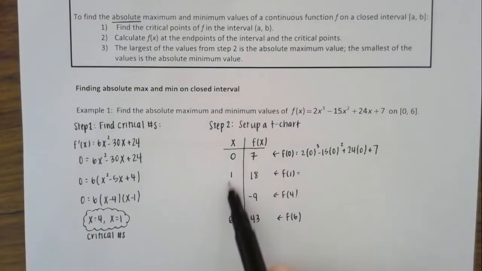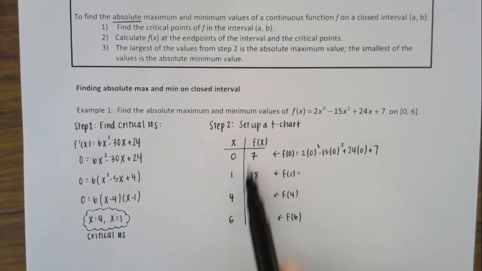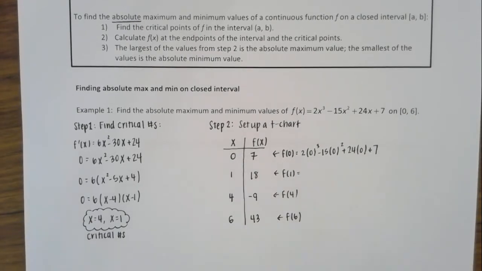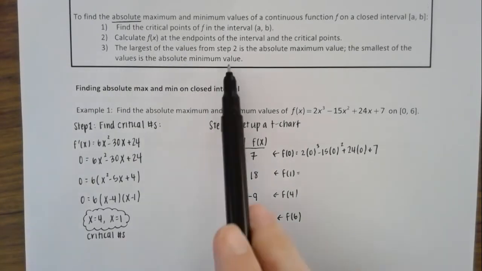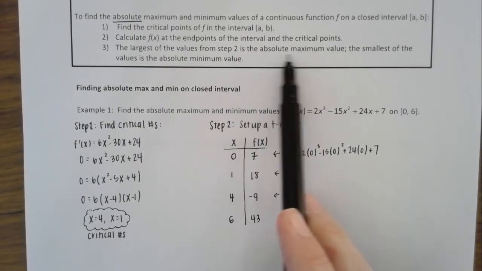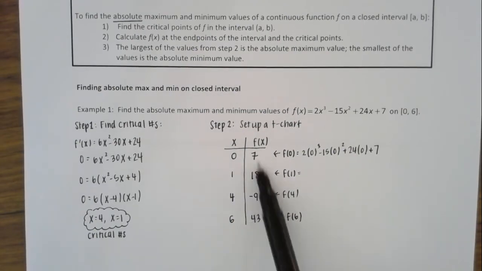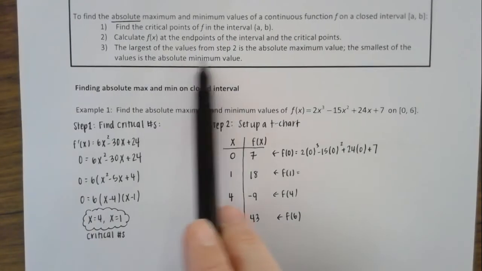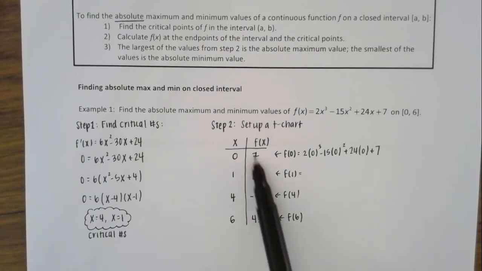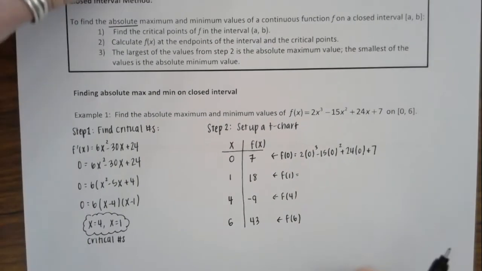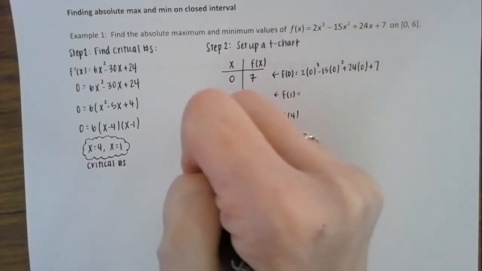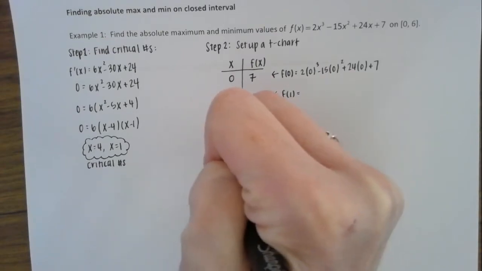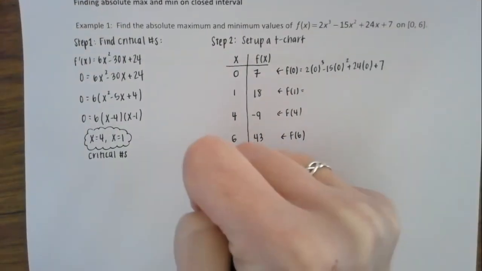So these are my values of both the endpoints and the critical numbers. Step 3 is to say, okay, now that we've got all these values, I'm literally just going to be picking out the absolute maximum value by looking at what the biggest number is here. And then I'm going to pick out the absolute minimum value by looking at what the smallest number is here. So step 3 is to actually identify the absolute maxes and mins.